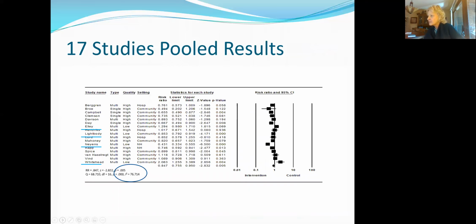Something else you'll sometimes see in publications of meta-analysis is a graph like this with each individual study and the p-values for the individual studies listed. So here's your p-value, here's your risk ratio, and here's the intervention, the control, and each of these squares represents one of the studies, and this is the mean, and the line tells you the spread. But you can see that for the majority of these studies, it looks like there's a reduction in the number of falls.